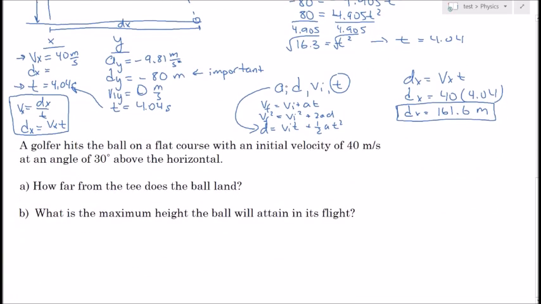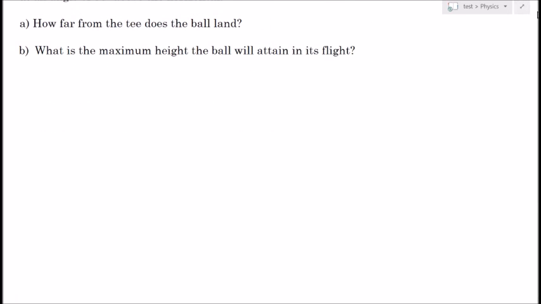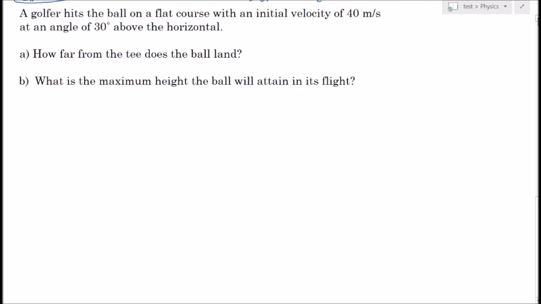Now let's apply the same logic to the second question. We have a golfer who hits the ball on a flat course with an initial velocity of 40 meters per second at an angle of 30 degrees above the horizontal. So the ball is going to travel something like this. And the question is, how far from the tee does the ball land? So once again, we are looking for dx.